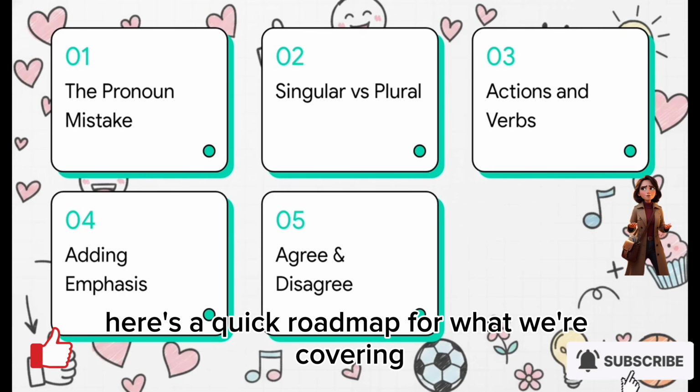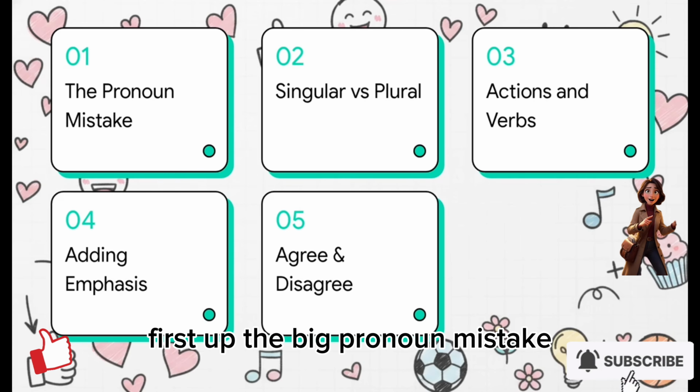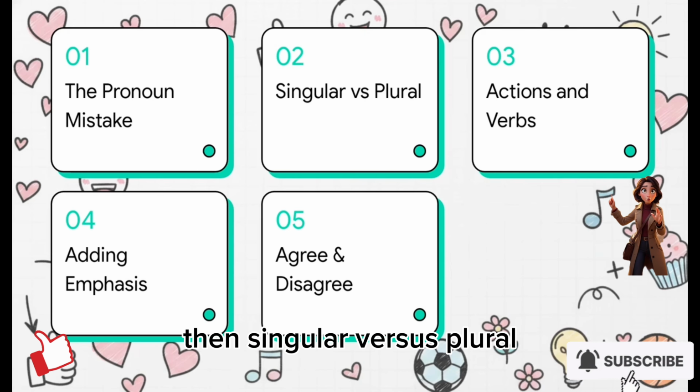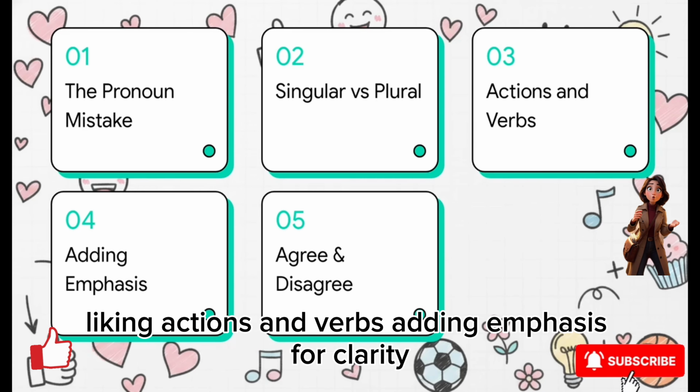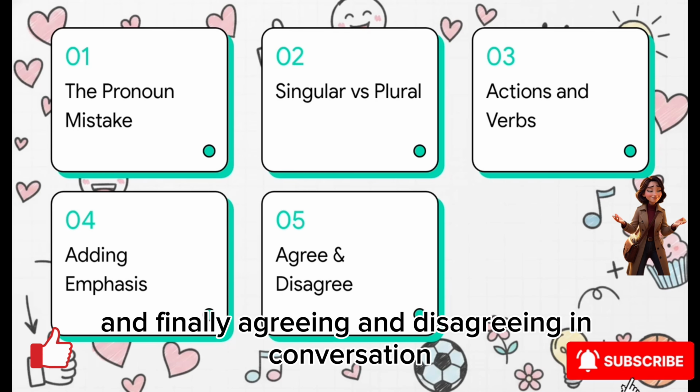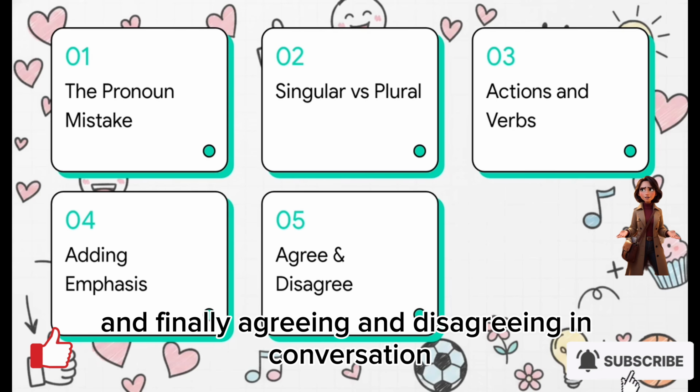Here's a quick roadmap for what we're covering. First up, the big pronoun mistake. Then, singular versus plural, liking actions and verbs, adding emphasis for clarity, and finally, agreeing and disagreeing in conversation.